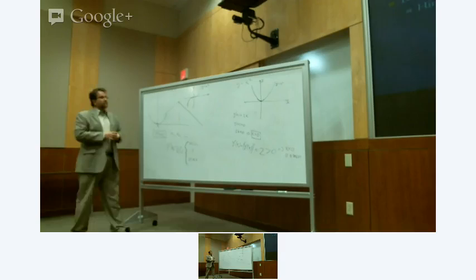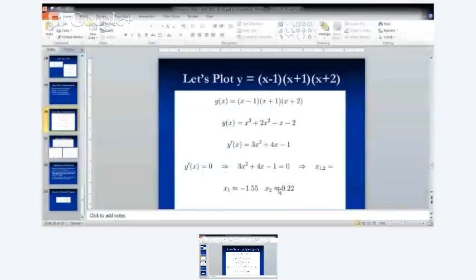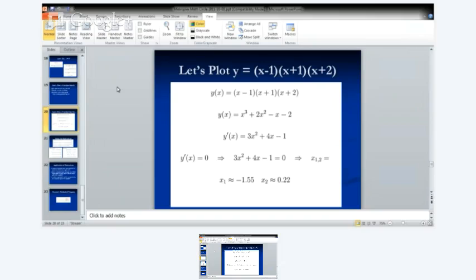All right, let's see what else we have. Oh, okay, here are the numerical results. Remember when we were plotting x minus 1 times x plus 1 times x plus 2? We got this form here. The first derivative is that. When you say, I want to see all points where the first derivative is 0, you get a quadratic equation. Okay, that's okay. And we get those values.